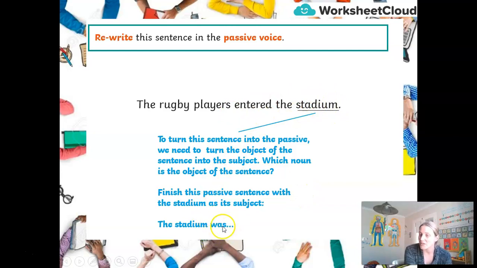Okay, and again, if you're unsure, you can go and see the lesson on active and passive voice. So let's have a go. I'm going to start my sentence with the stadium was. The stadium was entered by the rugby players. And now it's in passive voice. I've put the object of the sentence at the beginning.